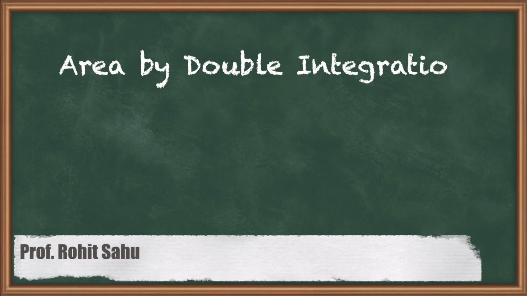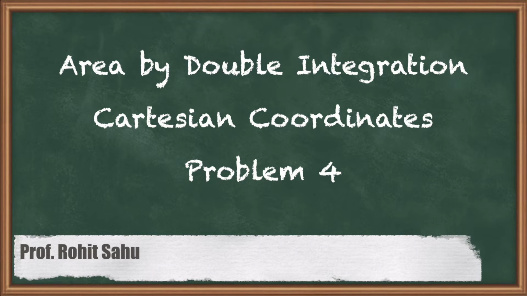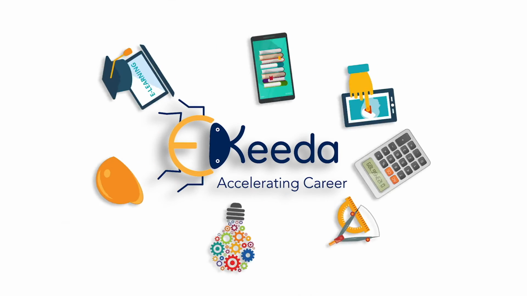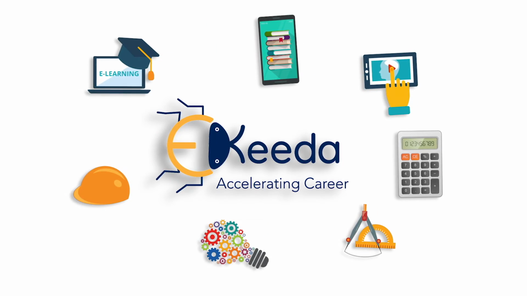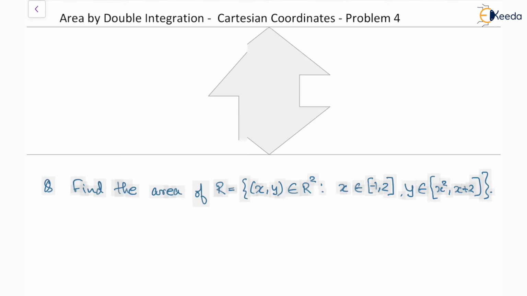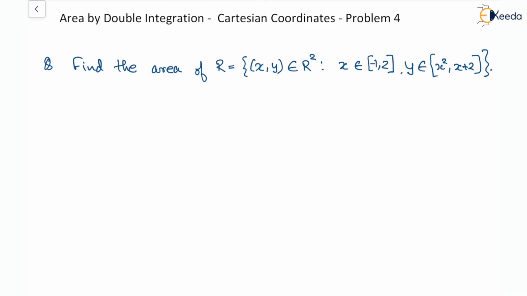Hello everyone. So in this session we'll see another problem on area by double integration for the Cartesian coordinates. So let's say the question is something like this. We have to find the area of the region in the two dimension where x and y are defined, with the x being between -1 to 2 and y belonging to x squared to x plus 2.